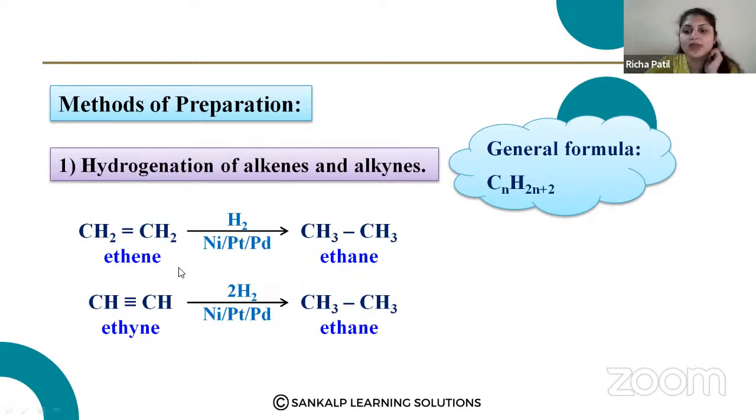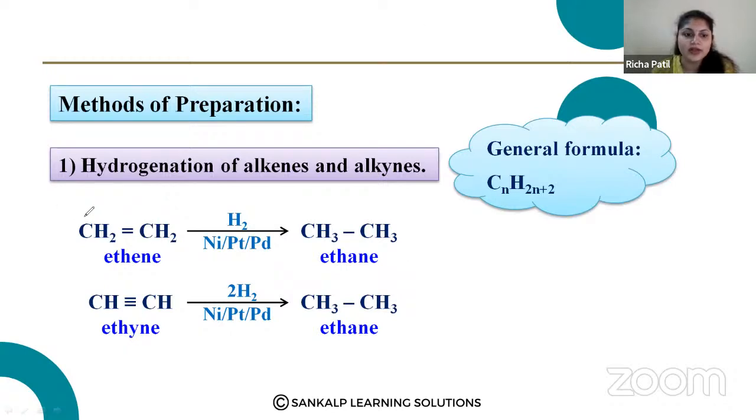Here the first example is ethene, CH2 double bond CH2. When you add hydrogen, that is H2 molecule, it will undergo hydrogenation. So it is reduction. Addition of hydrogen across the double bond is reduction. It will undergo hydrogenation in the presence of a catalyst like nickel, platinum or palladium. So H2 in the presence of either nickel, platinum or palladium will form ethane. Across your double bond, what are you adding?